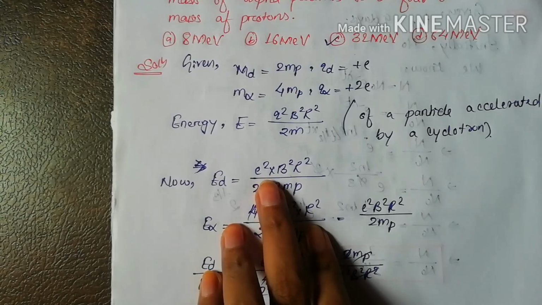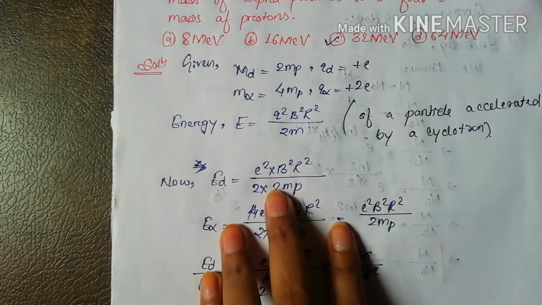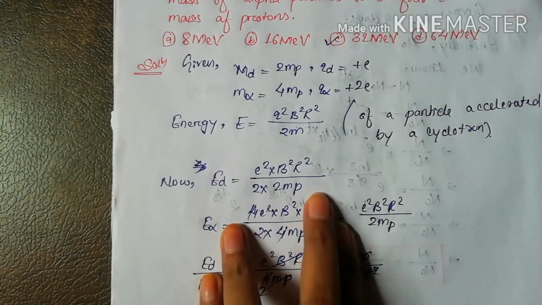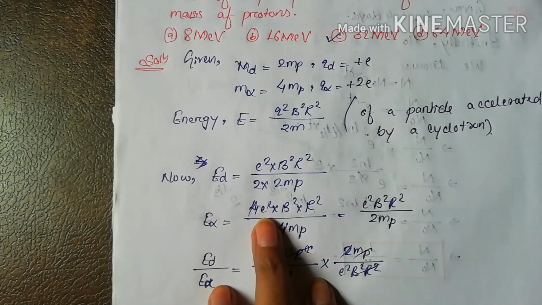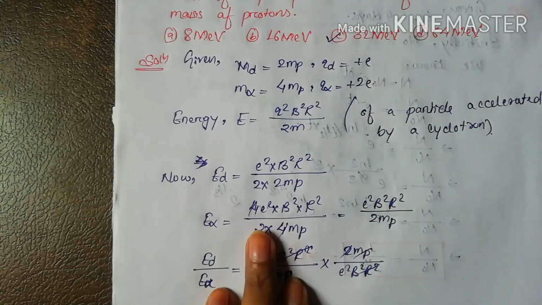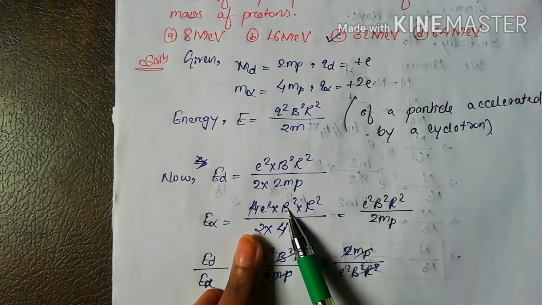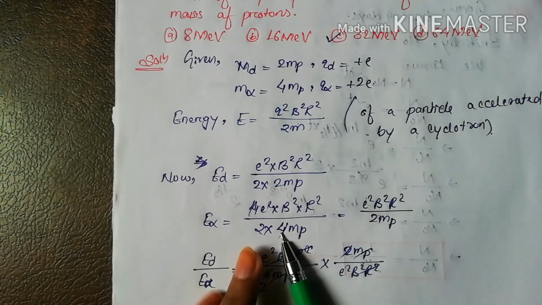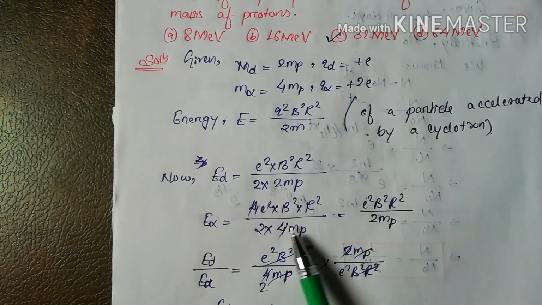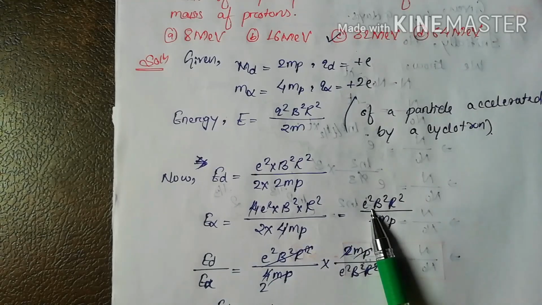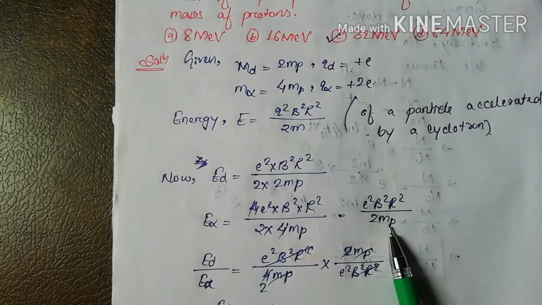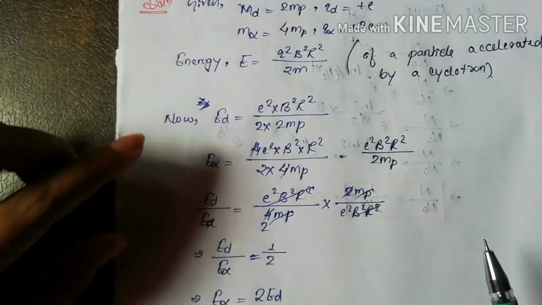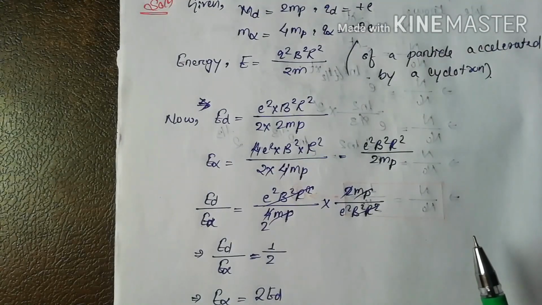So energy for deuterium is equal to e square, because the charge is e in case of deuterium, into B square R square by 2 into the mass, which is twice that of proton. And in case of alpha particle, it is 4e square because the charge is 2e, so 2e whole square means 4e square, into B square R square by twice into 4 times the mass of proton, because the mass of alpha particle is 4 times the mass of proton. So 4 and 4 will get cancelled, and you will have e square B square R square by twice the mass of proton.